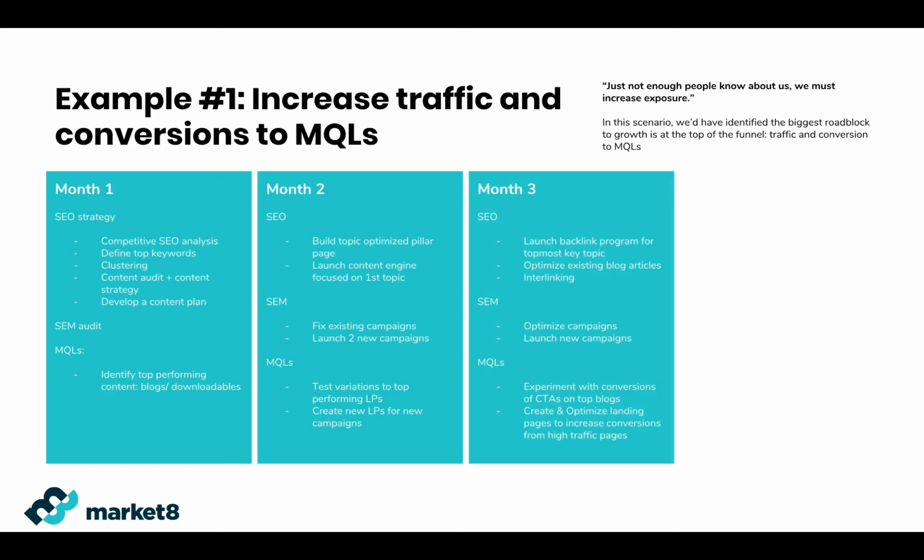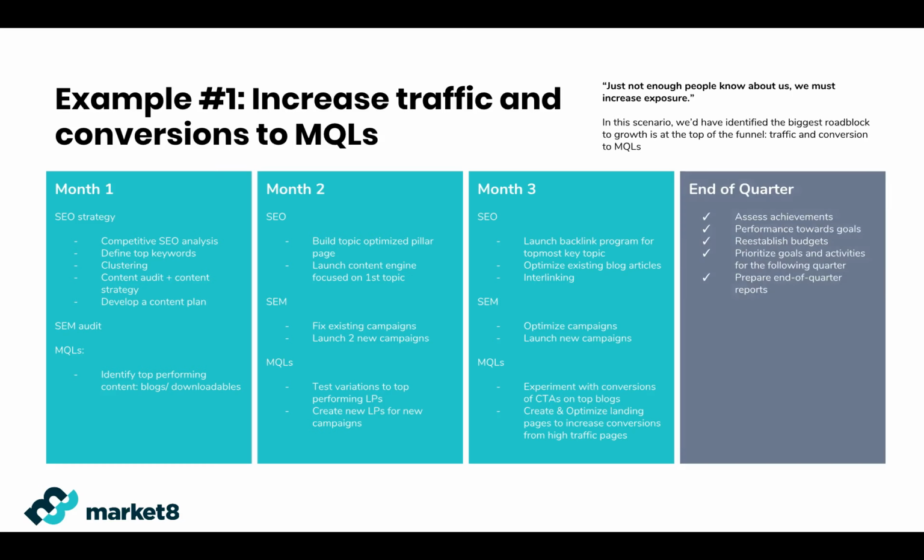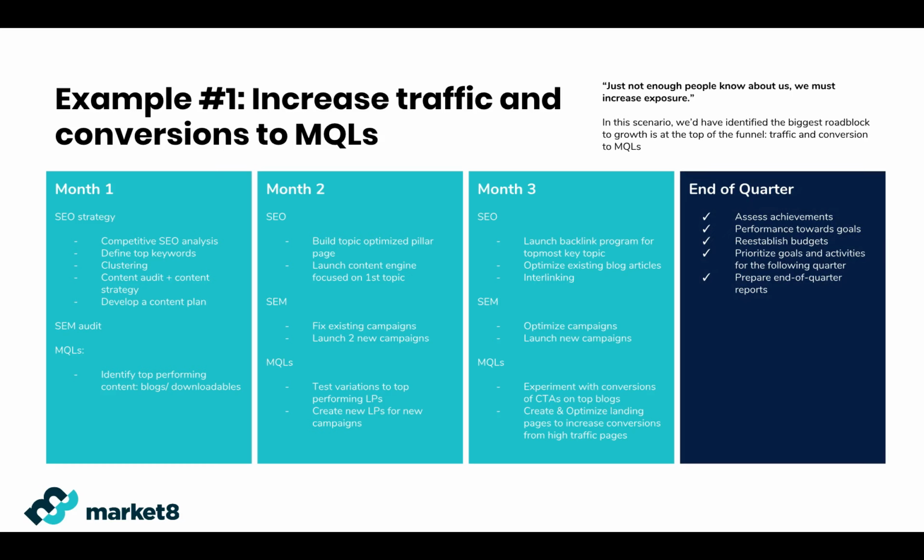In month 3, maybe we'll launch a backlink program on SEO, optimize existing blog articles, and then do some interlinking in the site to raise domain authority. On the SEM side, we're optimizing and launching new campaigns, and on the MQLs, we're running additional experiments on the top blog articles and maybe creating landing pages. At the end of every quarter, we have an assessment of achievements. How did we do towards goals?